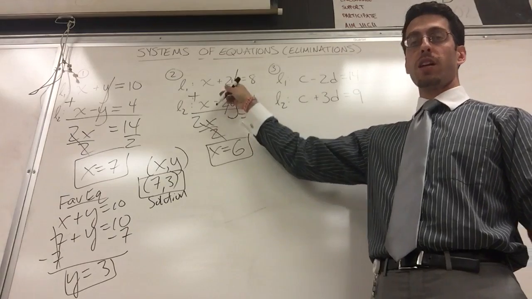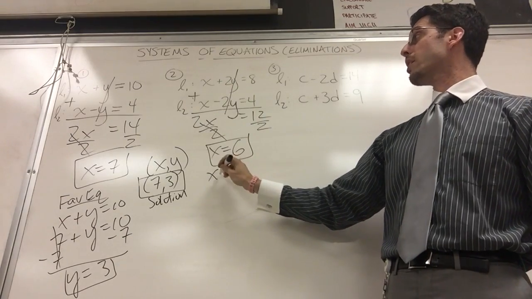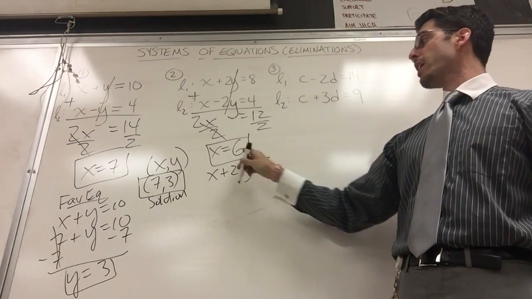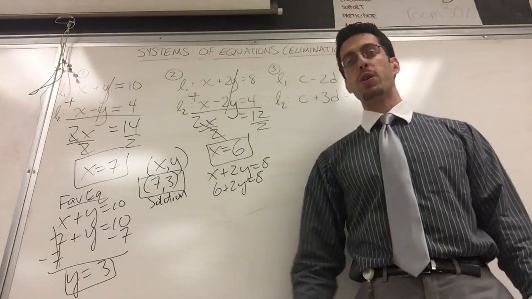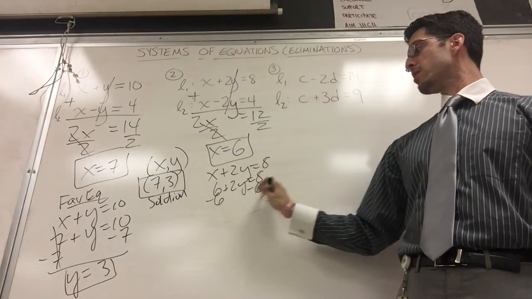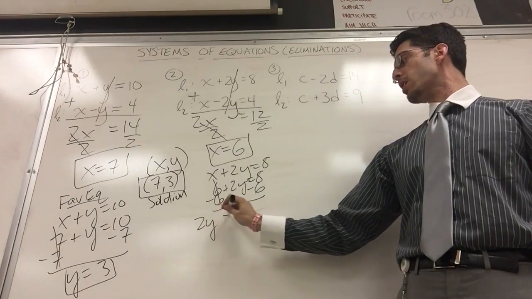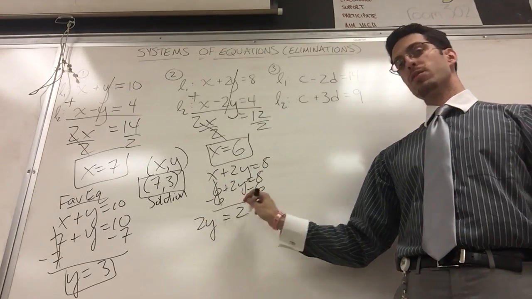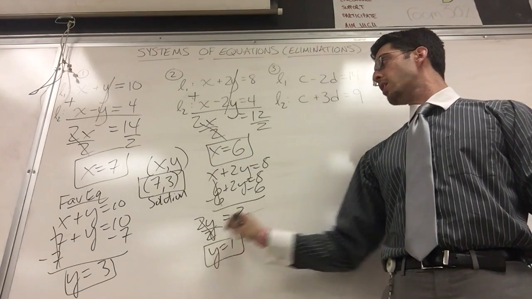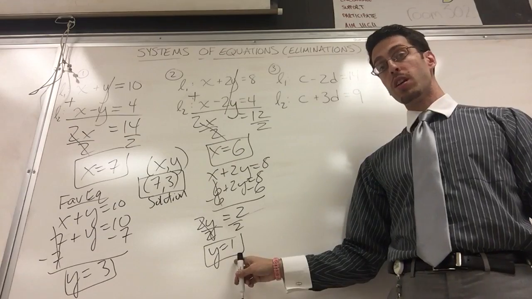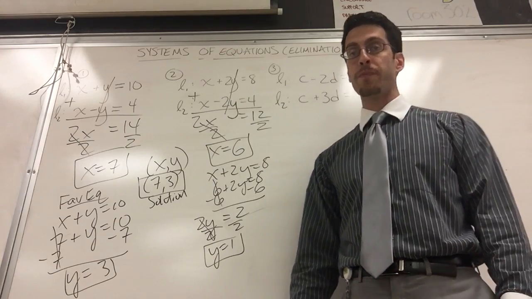Pick my favorite. I'm going to again pick line 1 just because there's a plus sign there. And if x is 6, 6 plus 2y equals 8. Ooh, a two-step equation. Let me subtract 6. 2y equals 8 minus 6 is 2. Divide by 2, and y equals 1. 6 comma 1 would be your next solution.